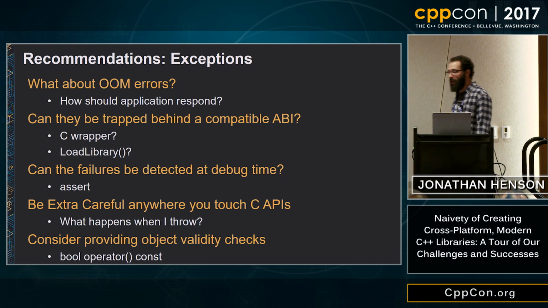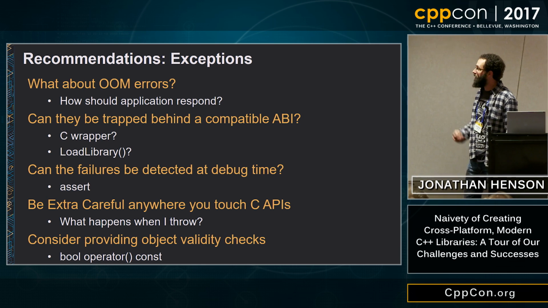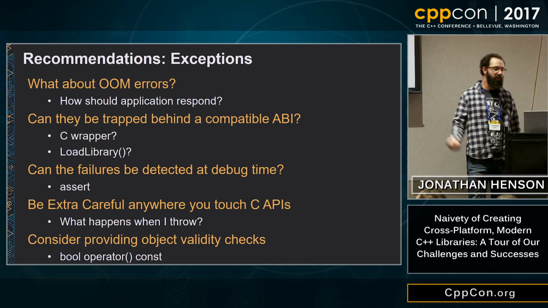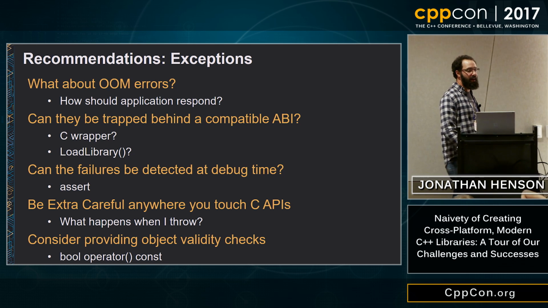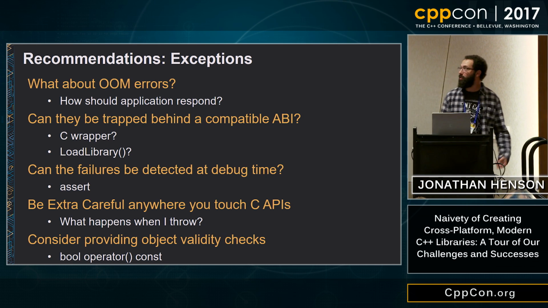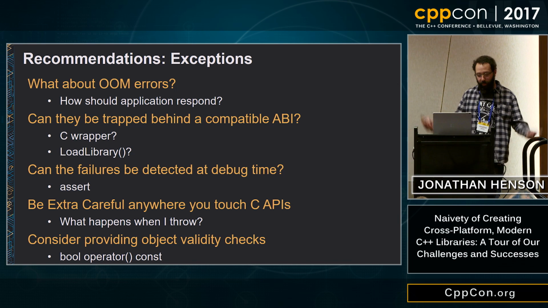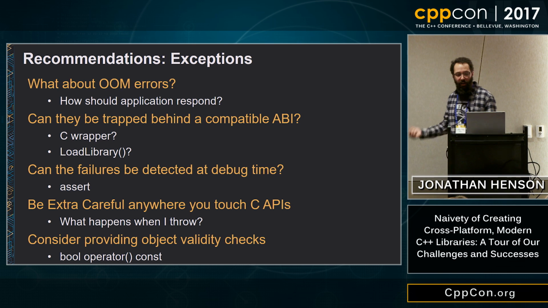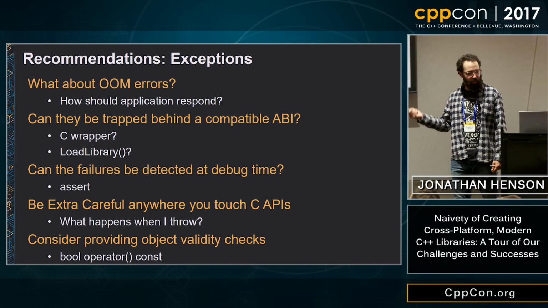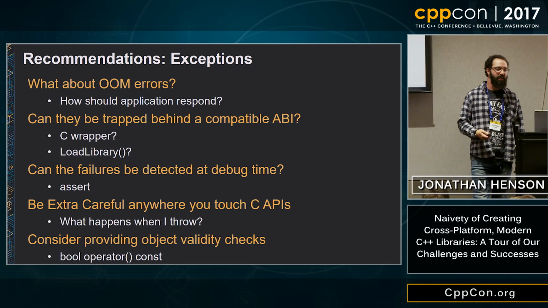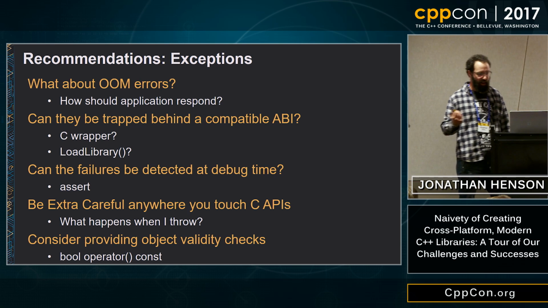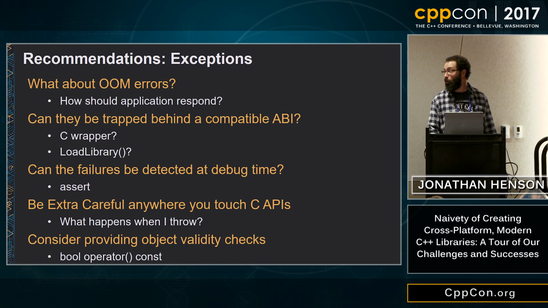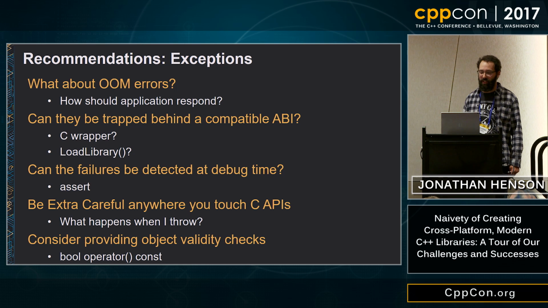Can they be trapped behind a compatible ABI? Can you put a C wrapper around it? What about load library? If it can be detected at debug time, assert's an option. So do you need to throw an exception here anyways? Be extra careful when you touch the C APIs, as I just showed you. And consider committing to providing object validity checks via Bool operators, which seems to be the common way of doing it.